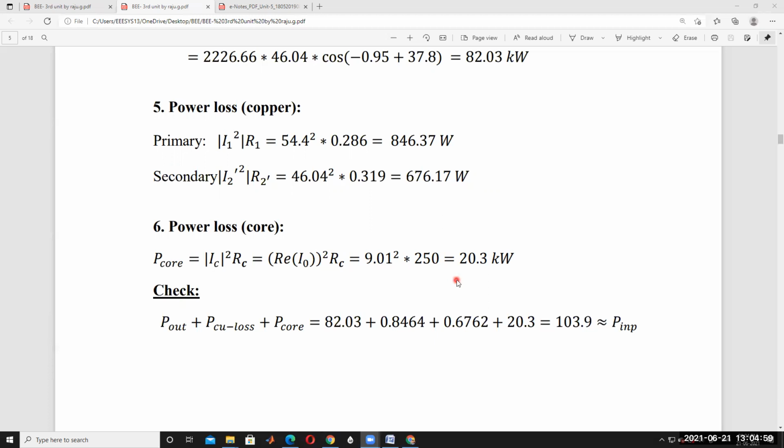Okay. The total losses plus the total output power is nothing but the total input power. So we are only checking that output power plus losses is called input power. This input power is 103. And then, output power plus copper loss plus core loss gives the input. So in this way we'll get it.